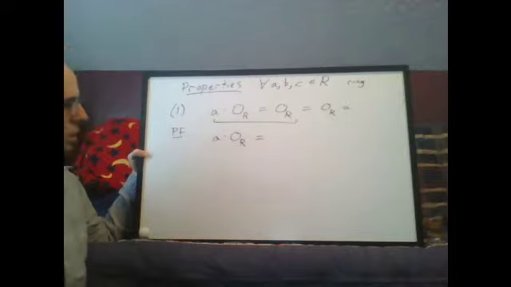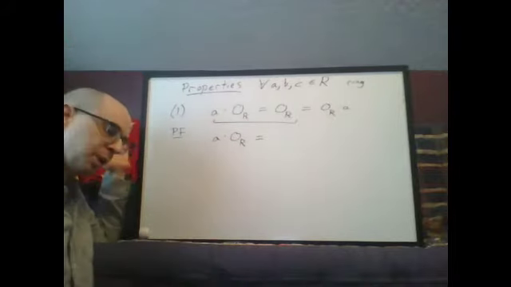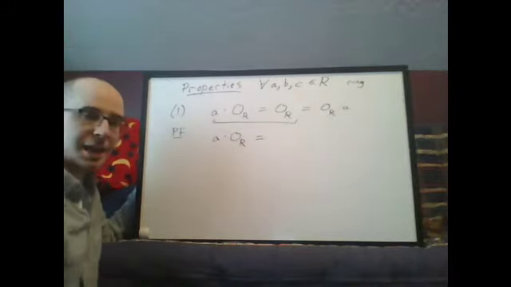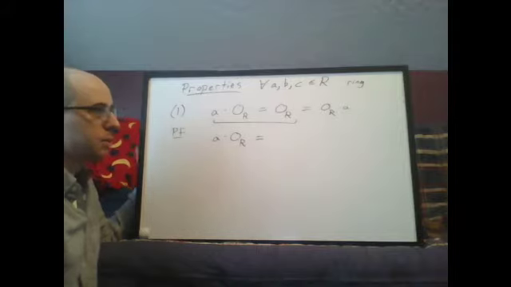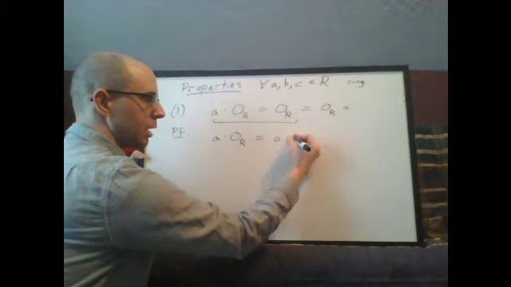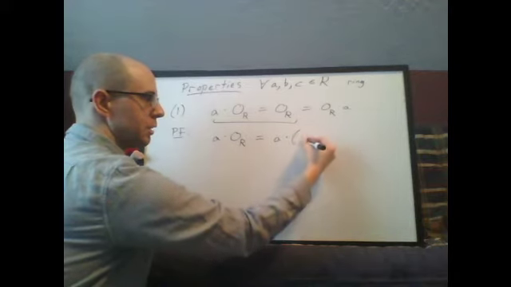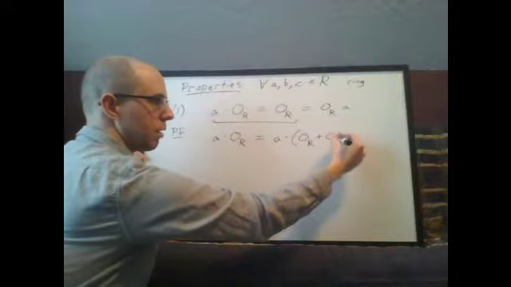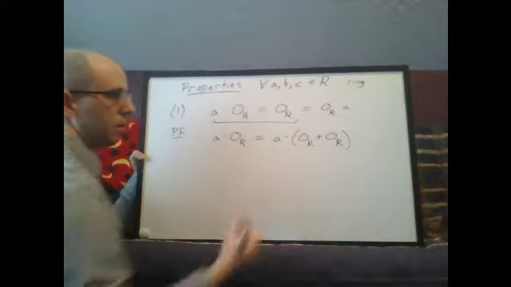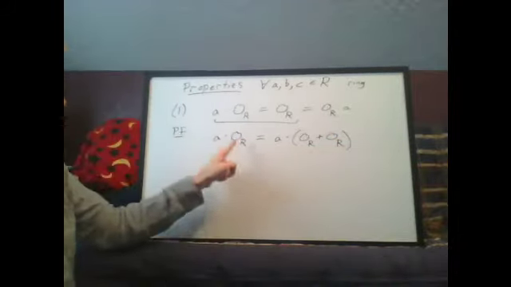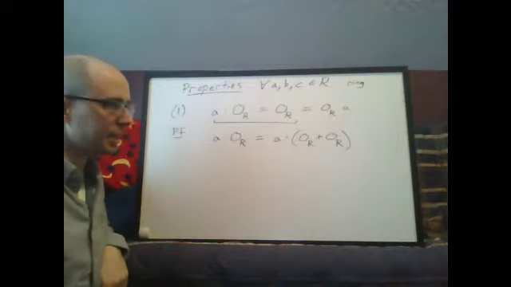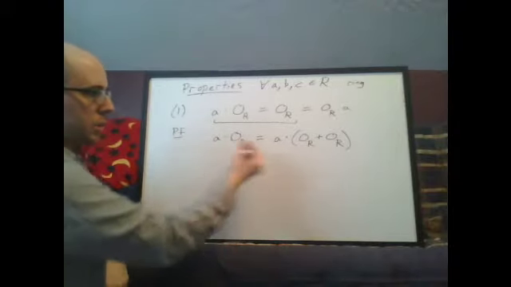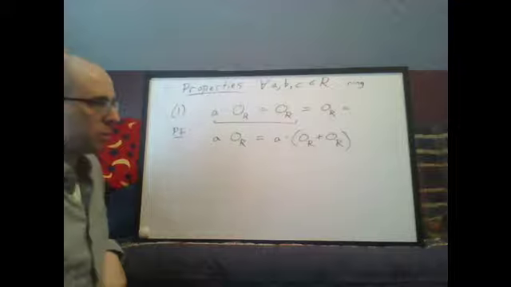Well, let's think about it. The only thing we know about 0 at this point is it's the additive identity. So if I add 0 to something, it doesn't change. So in particular, I can say this. 0 is the same thing as 0 plus 0. 0 plus 0 is 0 because 0 is the additive identity. So these are equal because of the property of 0.